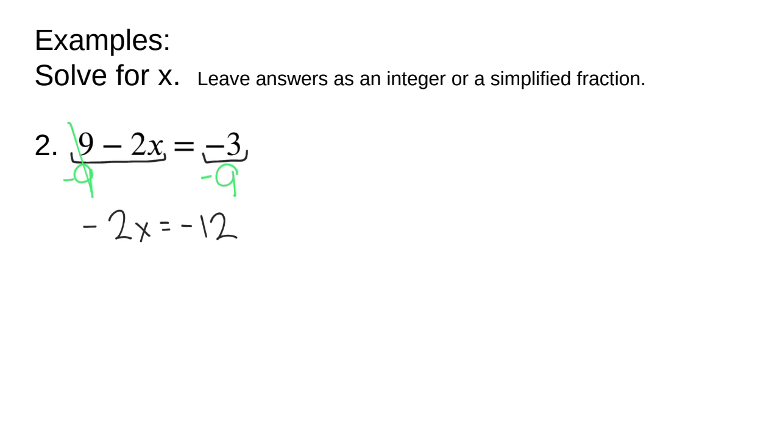We're closer, but we're not quite there yet because we don't have x by itself. We still have a negative 2 sitting in front of it. That negative 2 is being multiplied with x. So to undo it or move it to the other side, we would do the opposite of multiply, which is divide. We're going to divide by negative 2.